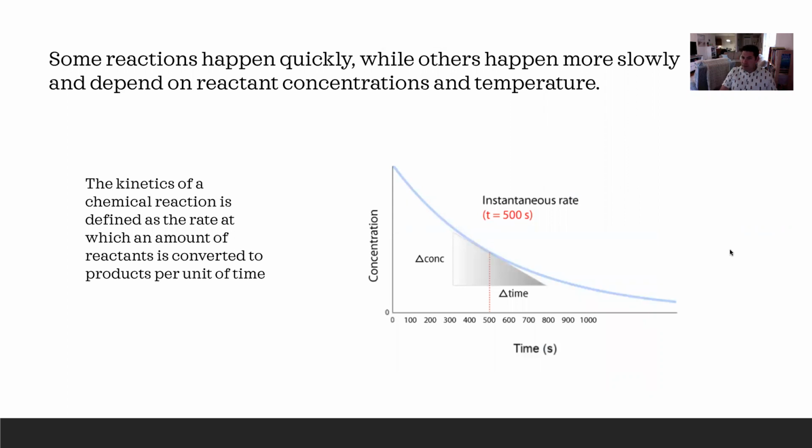Now, what we're going to be looking at is tangent lines, so we're looking at instantaneous rates. That is something that comes up in calculus. But we're looking at a tangent line to any given spot, and we're trying to figure out what the change in concentration over the change in time is. And we really only care about the rate that the reactants are lost. We don't look at the rate that the products are formed as much, although that might be part of an experimental design.